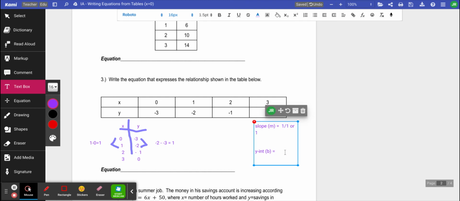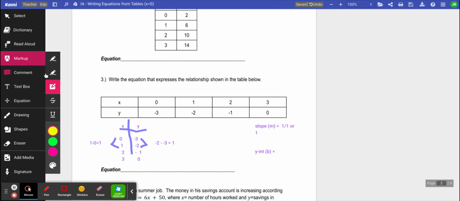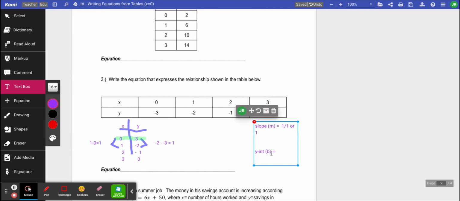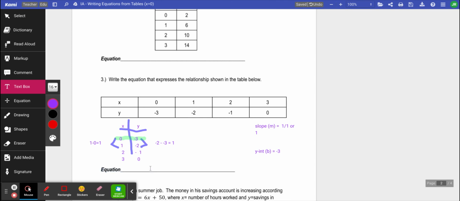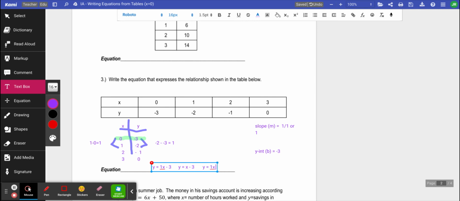My y-intercept, do I have a 0 in that x column? I sure do. Instead of circling, I'm going to do this time for you. Here it is, right there. So I'm going to write down -3. And then I'm going to come over here with a text box, and I'm going to write my final answer. Y equals 1x minus 3. Or you can write y equals x minus 3. Or you can write y equals 1x plus negative 3. You guys know what you can do there, okay?